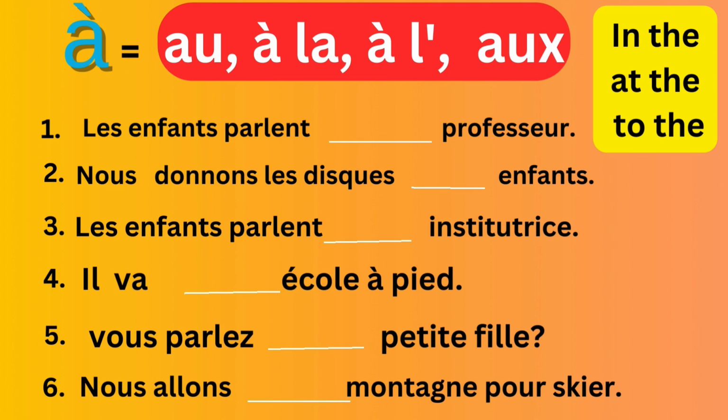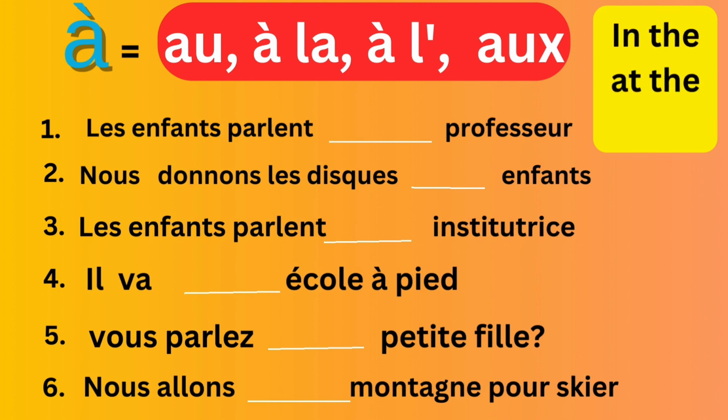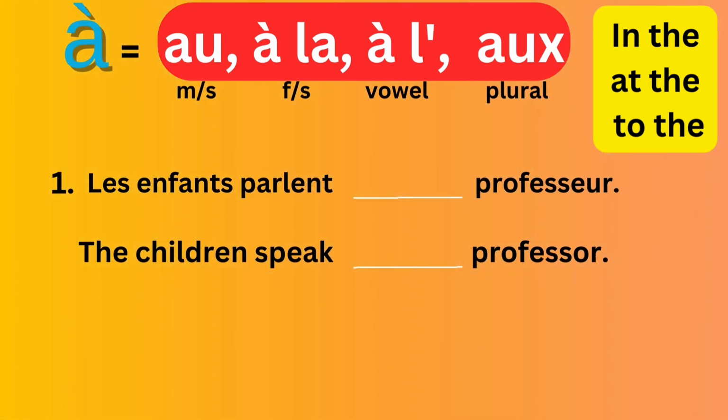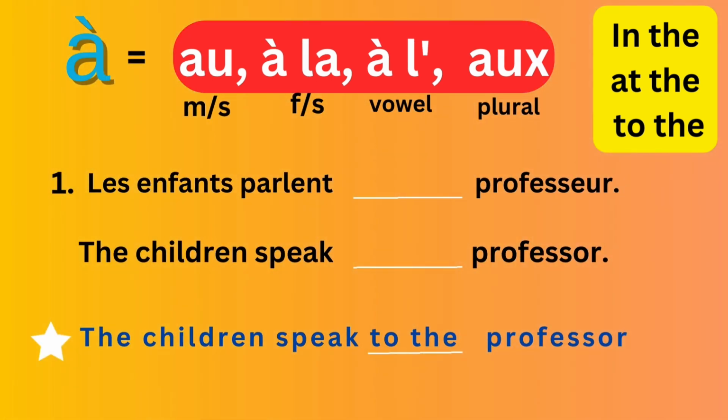These examples are very easy to do once you grasp the concept. Here we have certain examples where we apply in the, at the, to the. Let's begin with the first example. Les enfants parlent dash professeur. First, let's translate into English to understand it better. The children speak dash professor. The meaning that comes out is: the children speak to the professor.